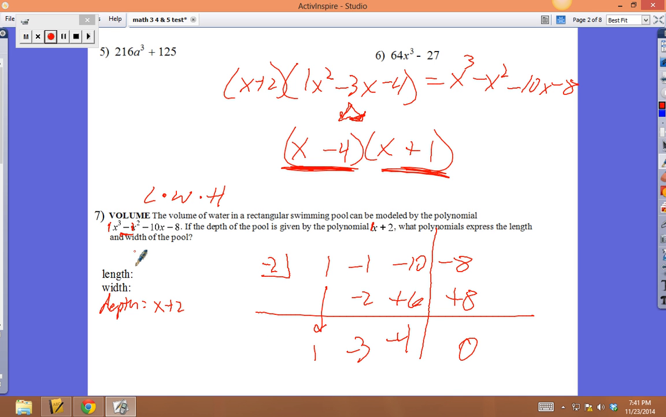It does not matter which one's which. X minus 4 could be the length. X plus 1 could be the width. So it's just a division problem. And then you got to factor down, always factor as far as you can go.